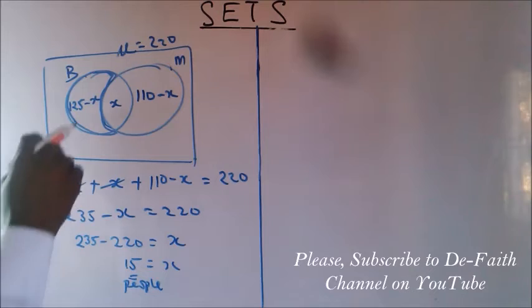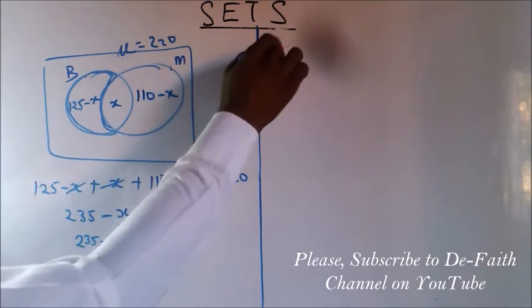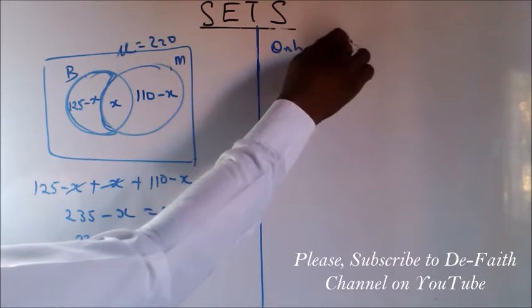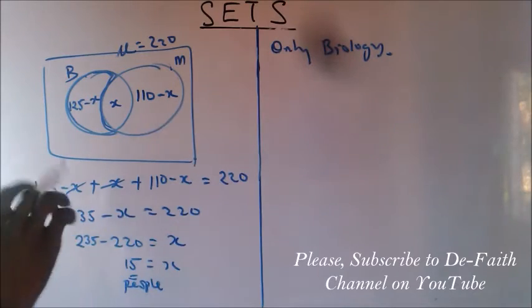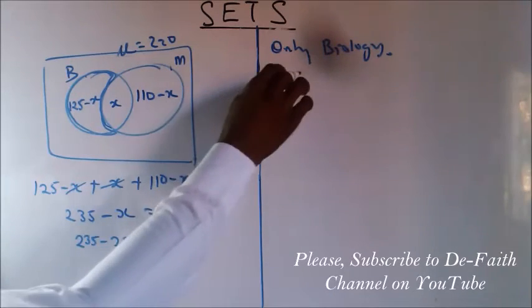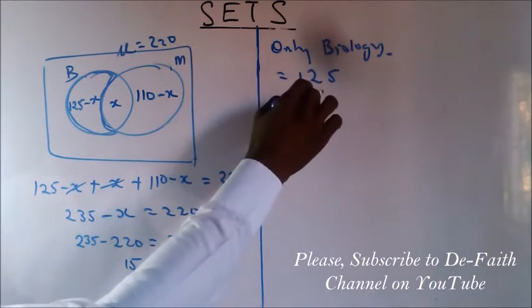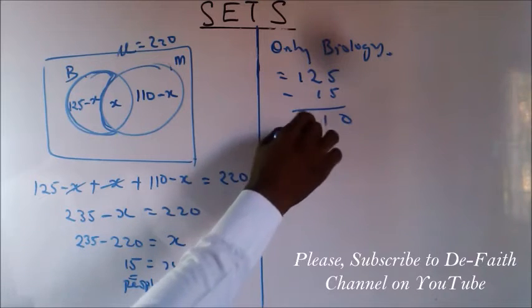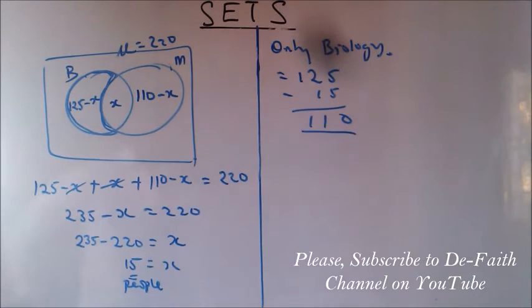With this, we can get those that offer only biology. That is what biology but not mathematics means. So we have 125 minus 15, and that gives 110. And so those that offer biology but not mathematics are 110.